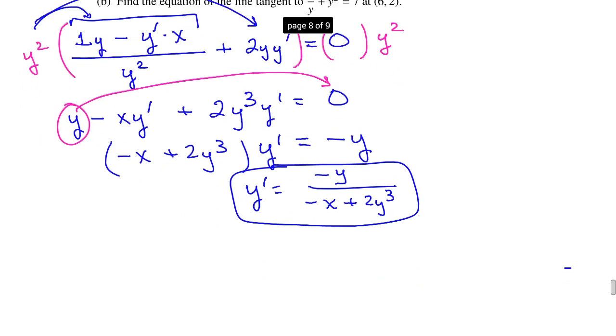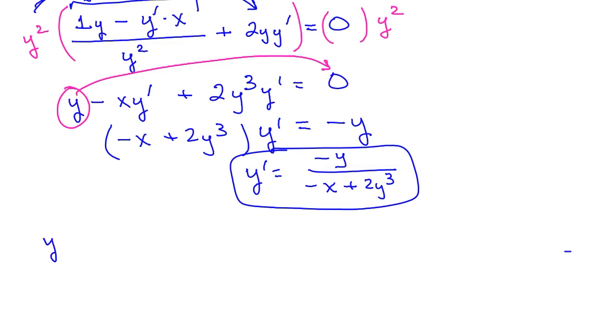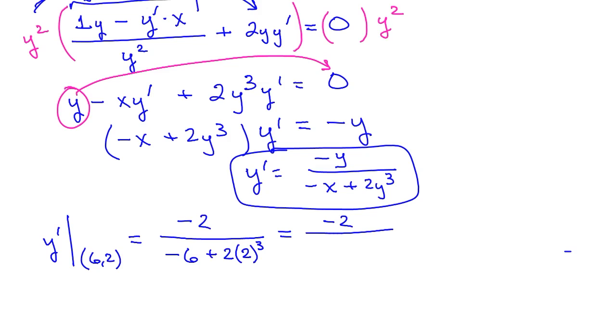Next, we can use that to find the slope of the tangent line using the evaluator. Remember, the point that we wanted to find it at was (6, 2). So this is now negative 2 over negative 6 plus 2 times 2 cubed. So it's negative 2 over negative 6 plus, looks like 16. And if you reduce that, you get negative 1/5.